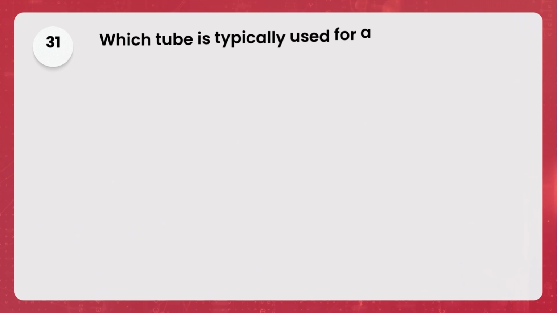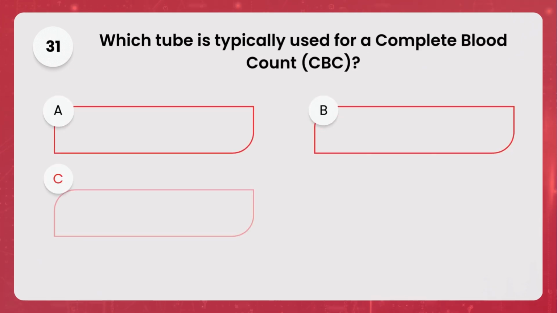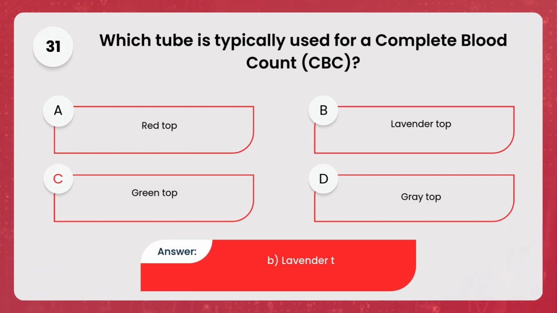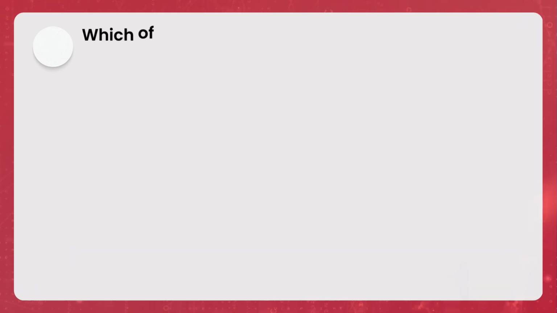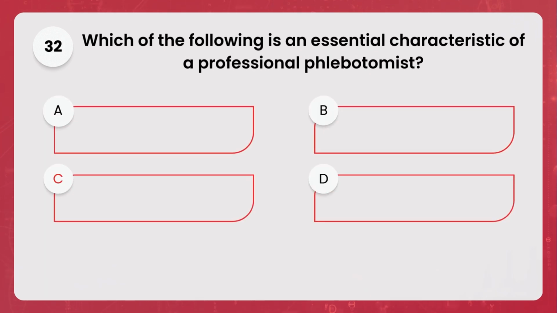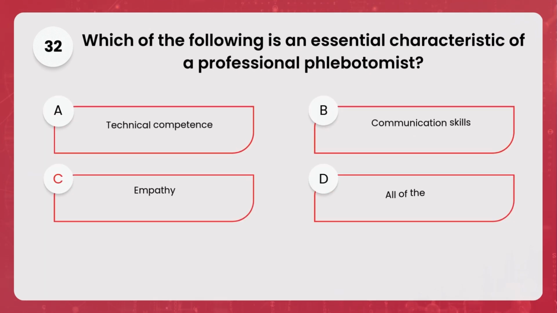Number 31. Which tube is typically used for complete blood count, CBC? A. Red top. B. Lavender top. C. Green top. Or D. Gray top. The answer is B. Lavender top.